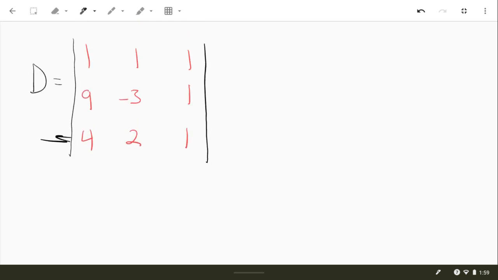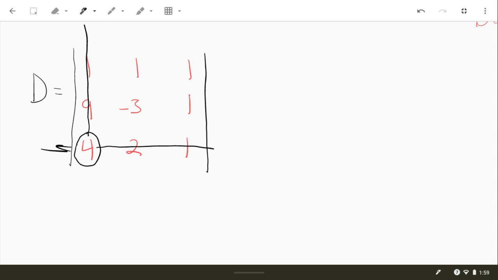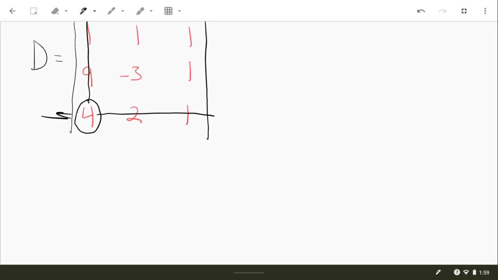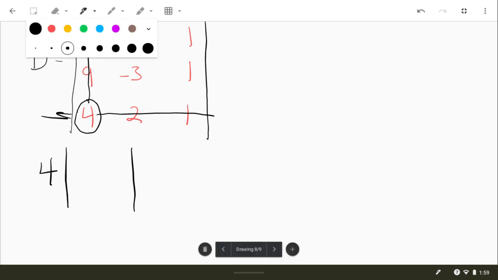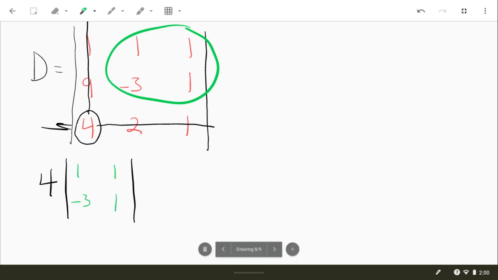So it starts off, you can circle this number here. And what we're going to do is draw a line vertically that cuts those numbers out of the way, and one horizontally that cuts these out of the way. So my first part here is going to be 4 times the determinant, the 4 comes from the one that I circled, times the determinant of these leftover 4 pieces right here. So 1, 1, negative 3, and 1. That was the first part.